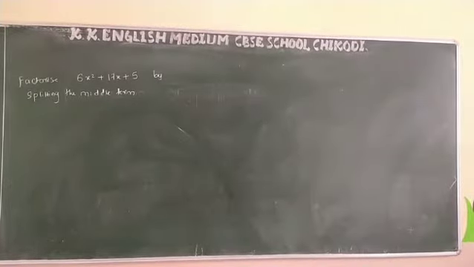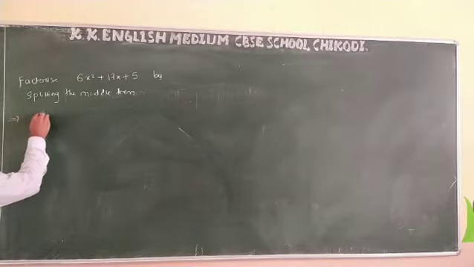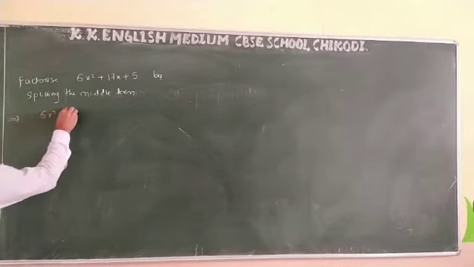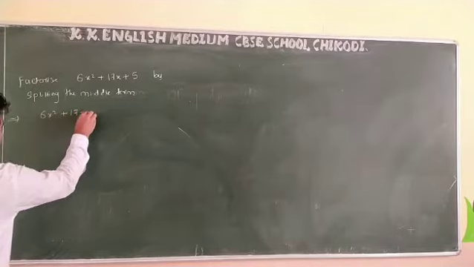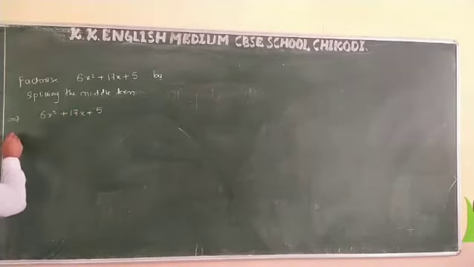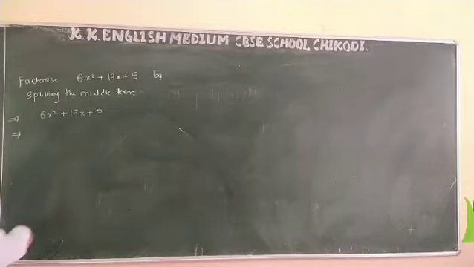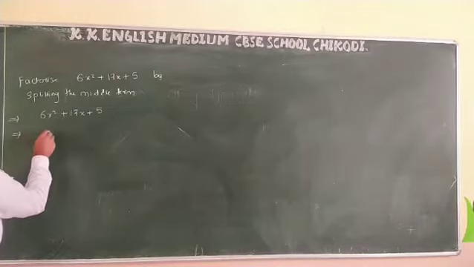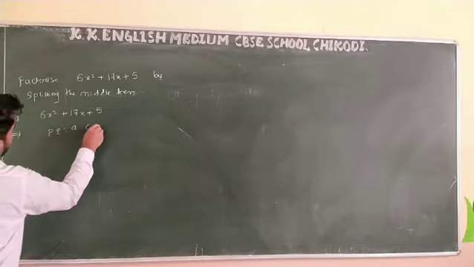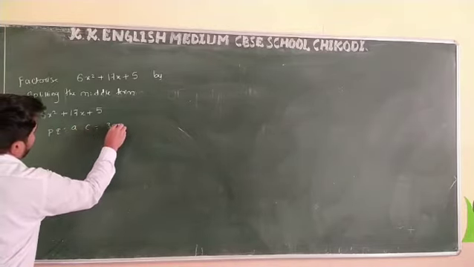This is the question: factorize 6x² + 17x + 5 by splitting the middle term. The given equation is 6x² + 17x + 5. If you multiply 6 into 5, that is 30, that is p times q, that is AC, which equals 30x².